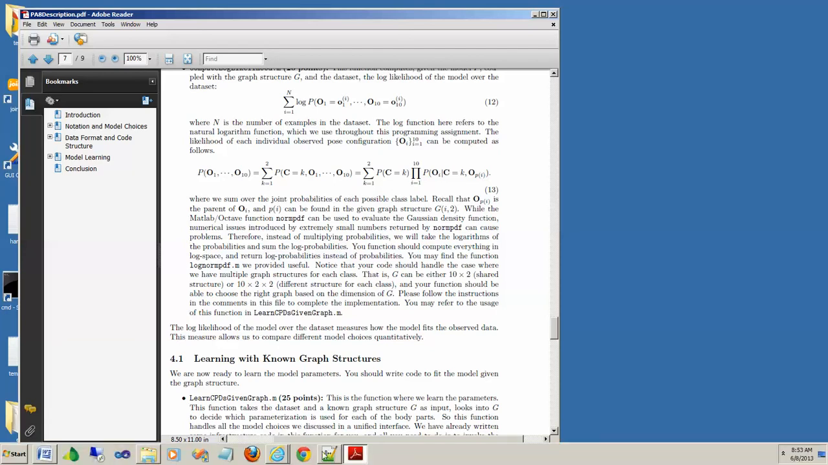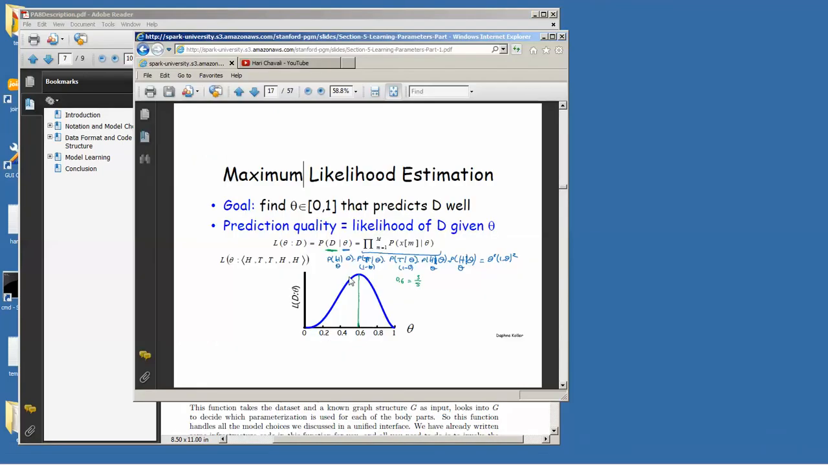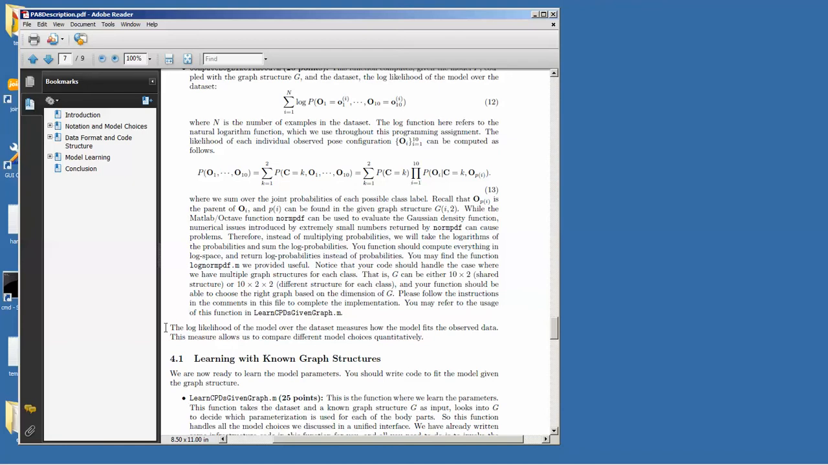I believe in the lecture slide here, the professor discusses likelihood functions, so you may want to go and review this part of the video. And here, if you look, the log likelihood of the model over the data set measures how well the model fits the observed data. This measure allows us to compare different model choices quantitatively.